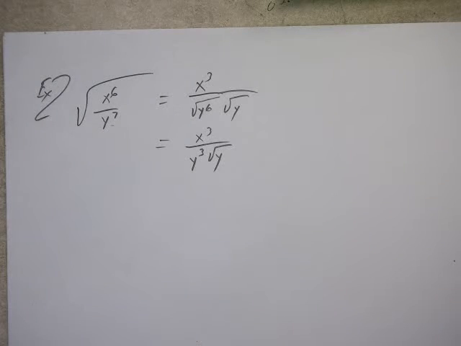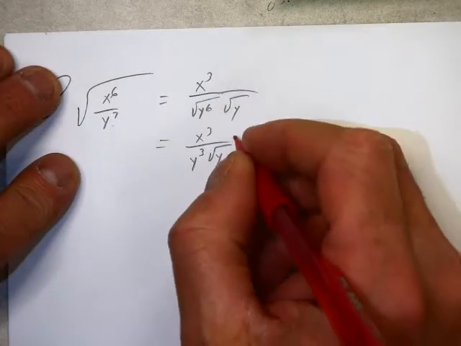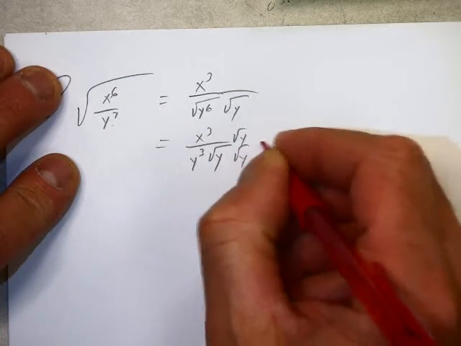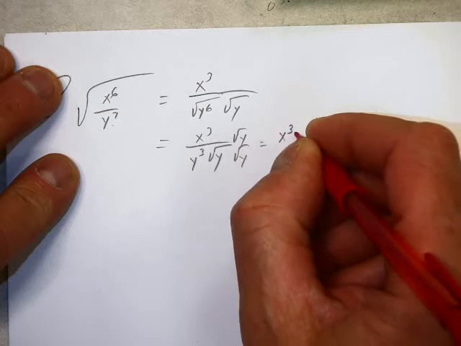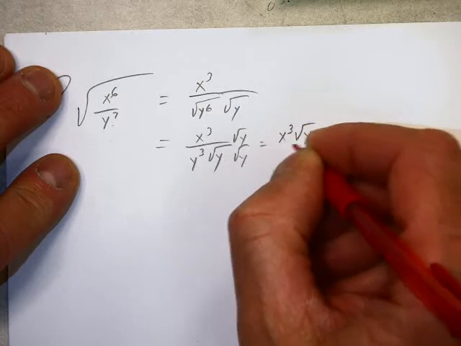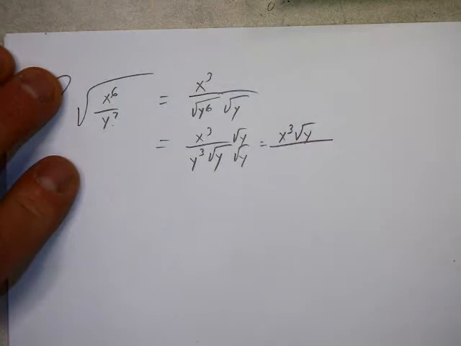We don't like square roots on the bottom. We just don't. Okay, so we have to do what's called rationalize the denominator. So we're going to multiply top and bottom by the square root of y. So I have x cubed square root of y. And on the bottom, what do I get now?